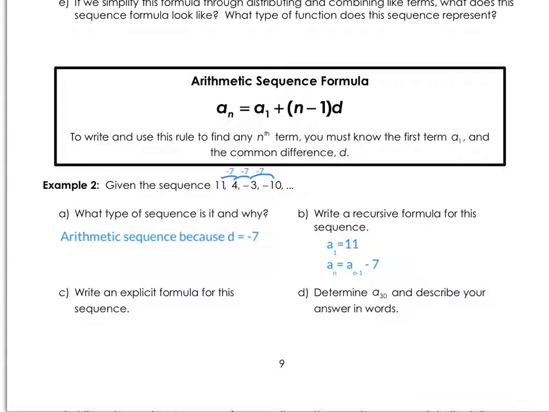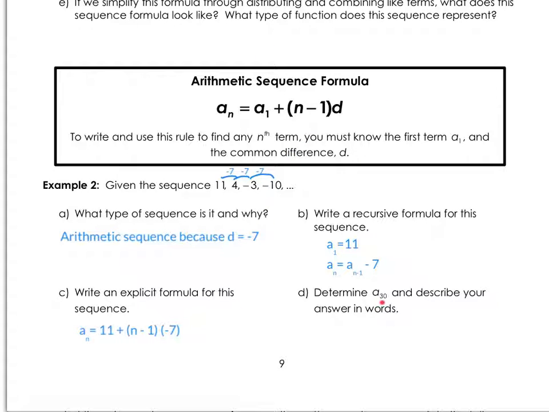Write an explicit formula for this sequence. Well, now I can do that using my arithmetic sequence formula, the one that's given to us on the exam. So I'm going to fill in what I know. Start off with a sub n, just like the formula does. A sub 1 is the first term. Well, I know the first term is 11, so I'm going to replace that with 11 plus n. I don't know what n is. I want this to be a formula that I can use to solve for any term. So n minus 1, and d I can replace with the common difference, which was negative 7. So that would be an explicit formula that I could use, and I just filled in each piece from the formula that I'm given.